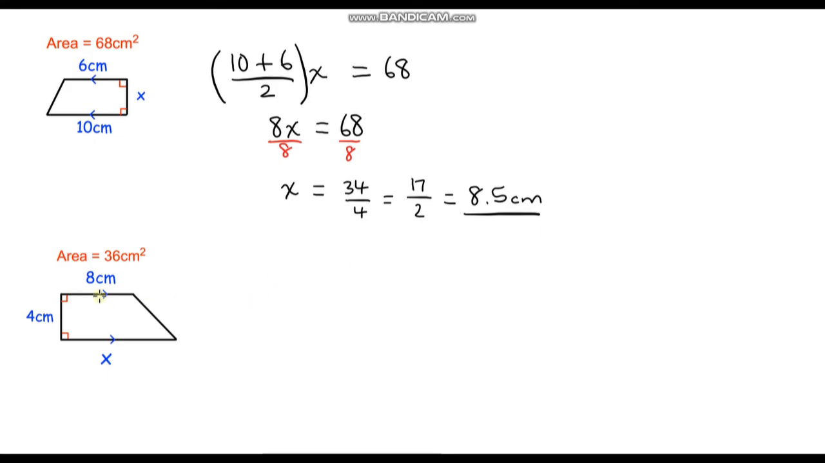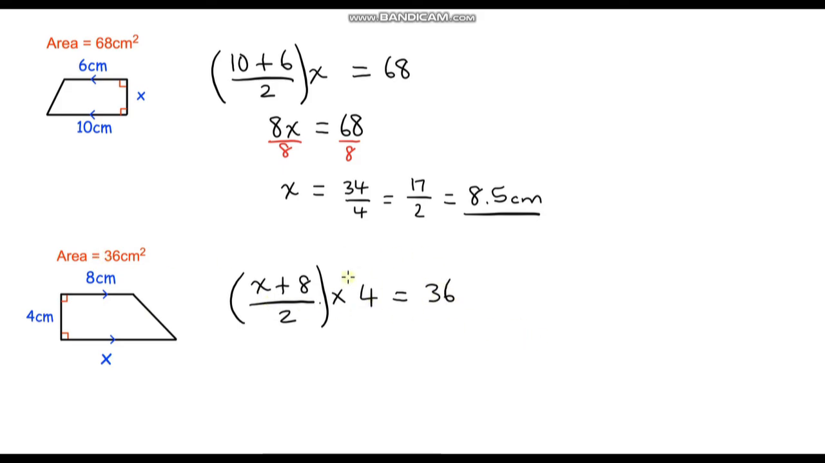Okay, question 2. So again, this time we don't have our longer parallel side. So same thing as before. If we add the two parallel sides together, it's going to be x plus 8. Then we're going to divide by 2. And then we're going to multiply by our height, which is 4. And that should equal our area, which is 36.